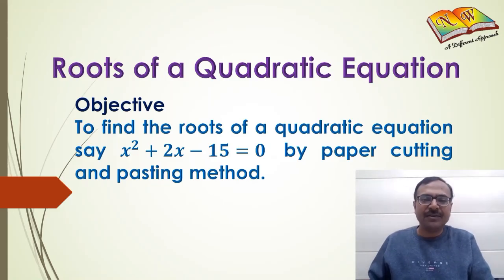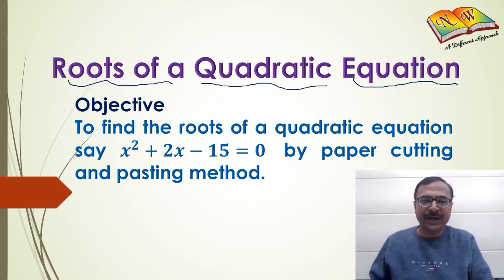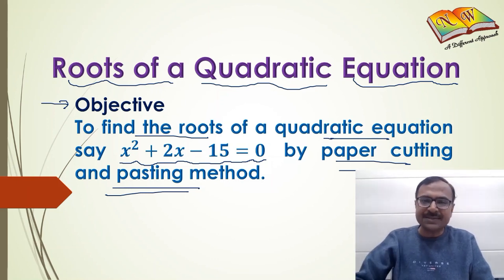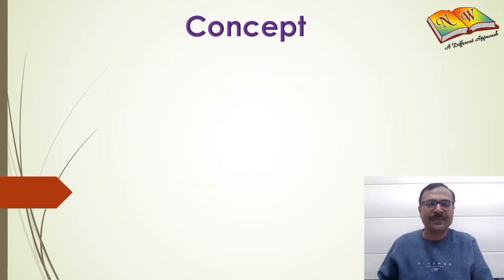In this activity, we'll be finding the roots of a quadratic equation. The objective of this activity is to find the roots of the quadratic equation x² + 2x − 15 = 0 by paper cutting and pasting method. Let's see the concept in hand first.